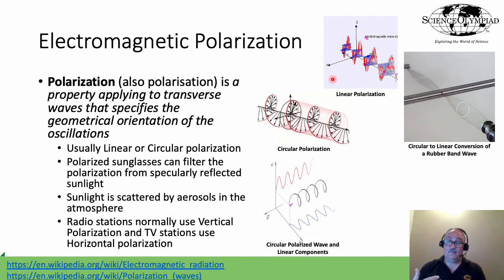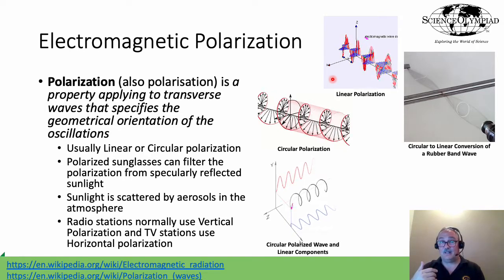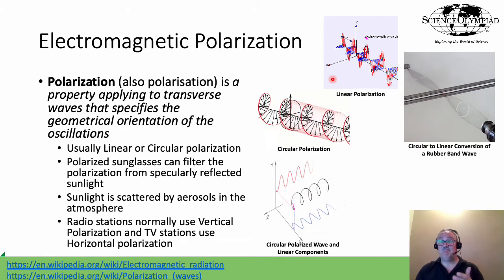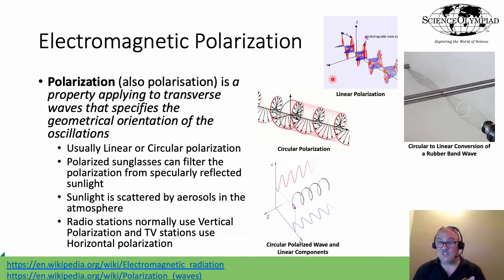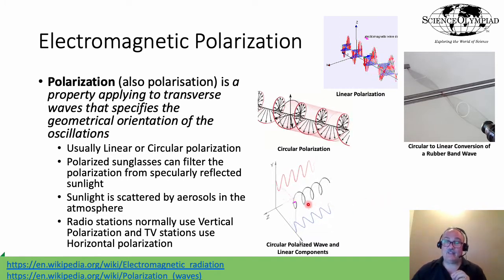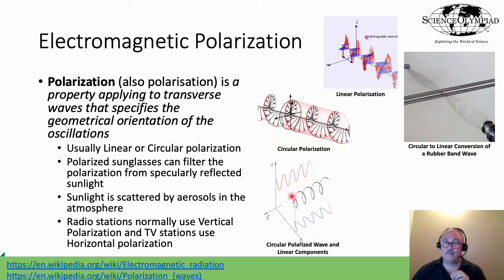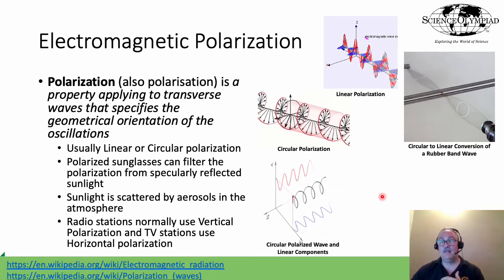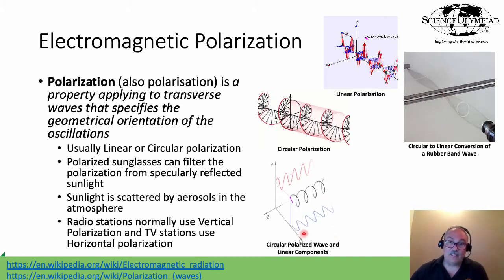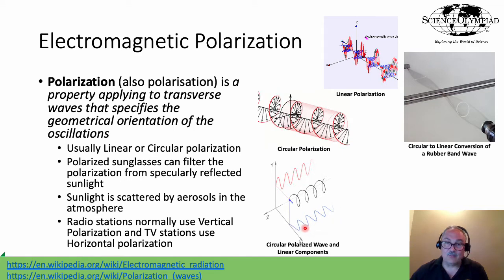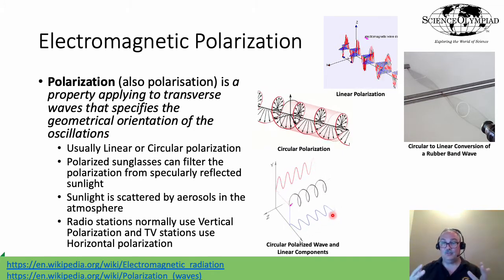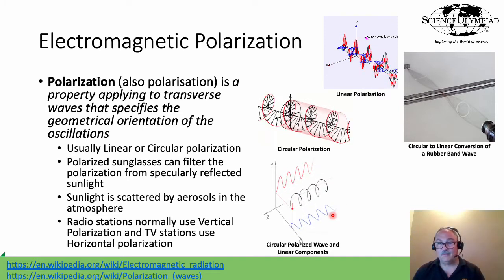However, let's go back to our superposition concept, and let's say I had one wave that was exactly orthogonal to the other. If I get them exactly in sync, I can actually create what's called a circularly polarized wave. And a circularly polarized wave can be broken down, as you'll notice, into its linear components. So you can break down any of them into two linearly polarized waves.